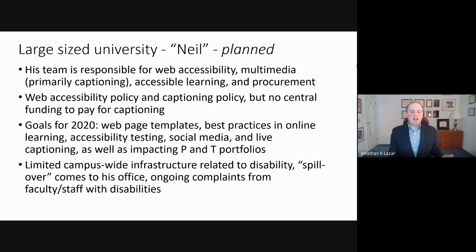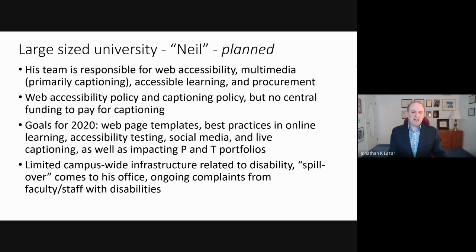Neil has a big team. Neil said there were actually strong policies in place. At the beginning of 2020, there was already a web accessibility policy in place and a captioning policy. He said the policies were strong, but the problem is there was no central funding to pay for captioning, right? So you could require, according to policy, that a campus unit would caption video, but you weren't going to pay for it. And if they said we don't have funding for it, that was a problem.